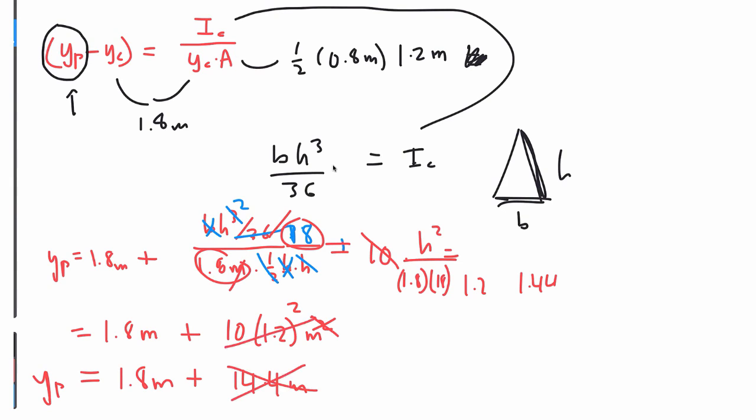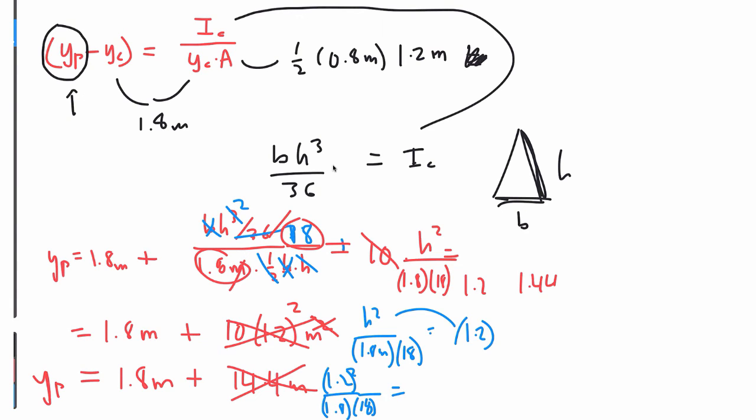Okay, so let's rewrite this. So this term is h squared over 1.8 meters times 18. This is equal to, this value is 1.2. So we have 1.2 squared over 1.8 times 18. Okay, that's more like it. I see. So this is going to be something small like 0.05. Let's try it. I'm using a calculator. Oh, 0.04. So this is equal to 1.8 meters plus 0.04 meters.